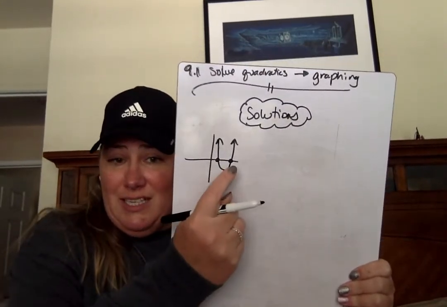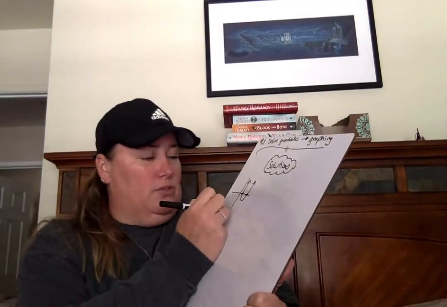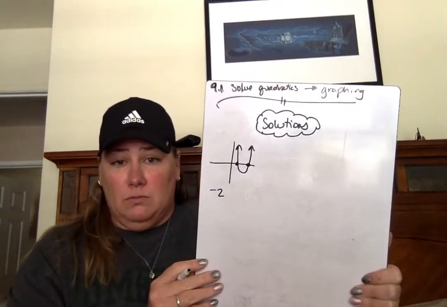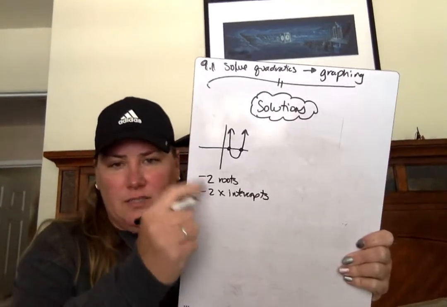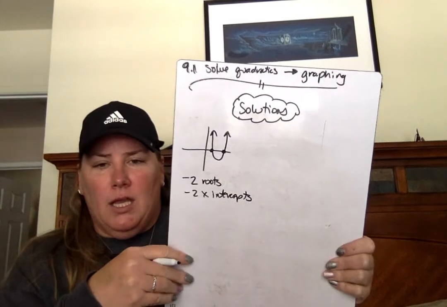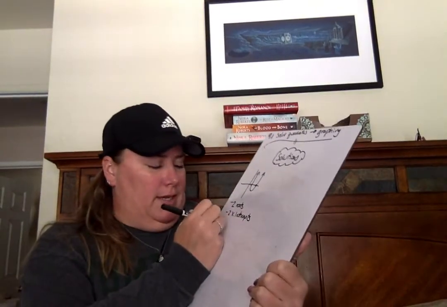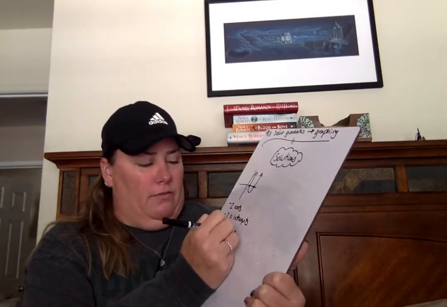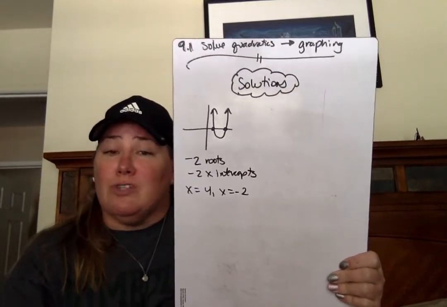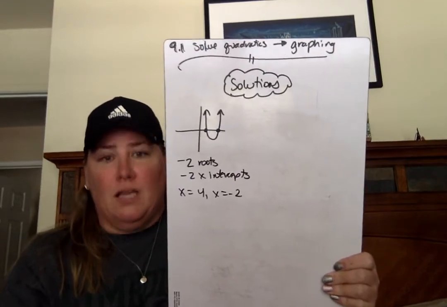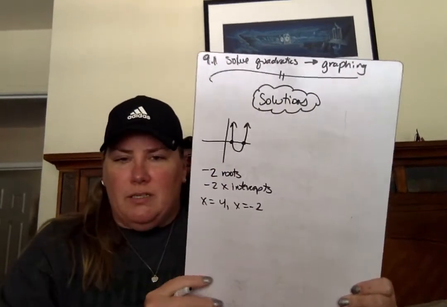It's crossing the x-axis twice. So that tells you there is 2 roots, 2 zeros, whatever you want to say. 2 roots. 2 x-intercepts. However you want to say this. Okay, remember they all mean the same thing. So an example of an answer would be something like x equals 4, x equals negative 2. Something like that. You'll see 2 answers for solutions of x. So this is where it crosses twice.